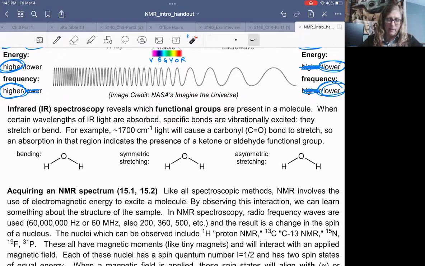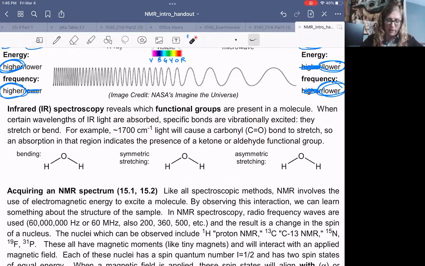And the energy of light that gets absorbed depends on the type of bond that's absorbing, and therefore the functional group. So for example, a C=O double bond is called a carbonyl, and that has a very strong absorption at 1700 wave numbers, reciprocal centimeters called wave numbers. And what happens when it absorbs that is the carbonyl stretches. It gets longer, it gets shorter, it gets longer, it gets shorter.